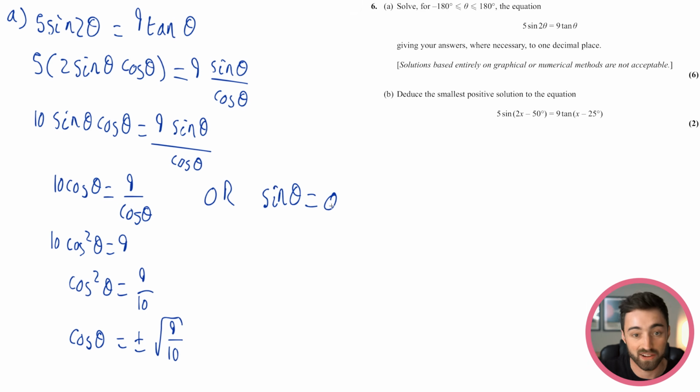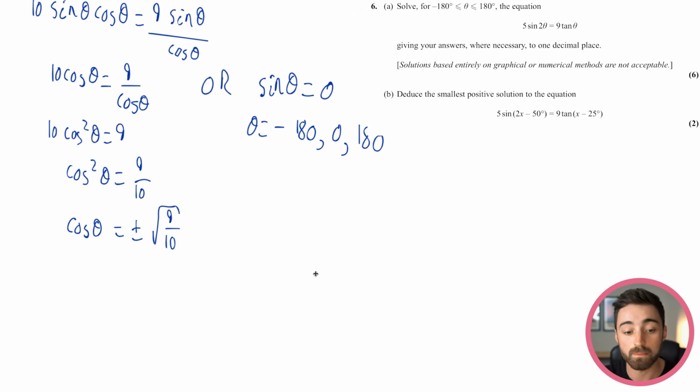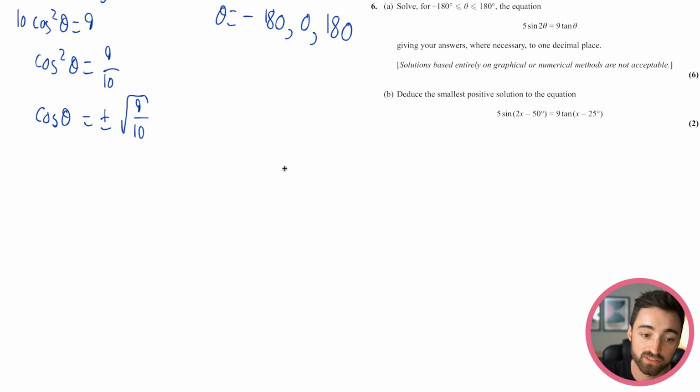Now it's just a case of getting the values, right? Sine theta equals 0, that just hits at every 180 degrees, both ways. So this straight away is going to lead me to theta equals minus 180, 0, and 180. If you don't believe me, draw the sine graph and look for yourself, because that is something that you should know how to draw. And then cos theta equals plus minus the square root of 9 over 10.